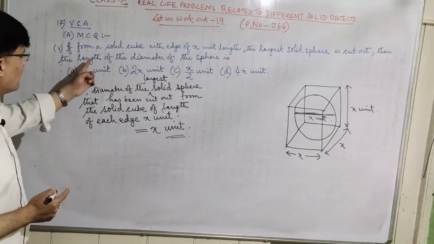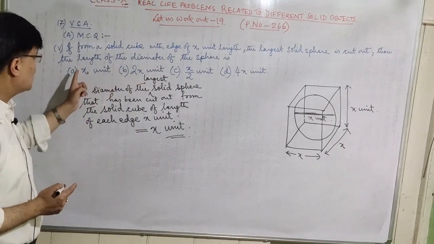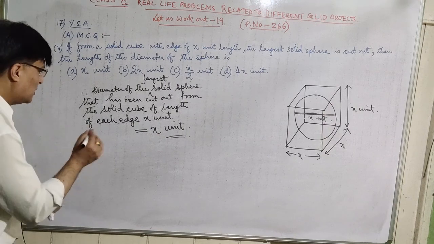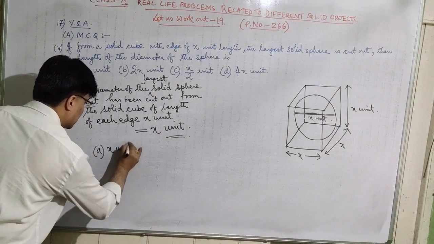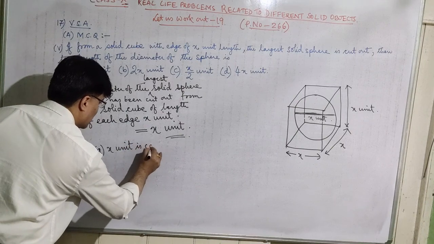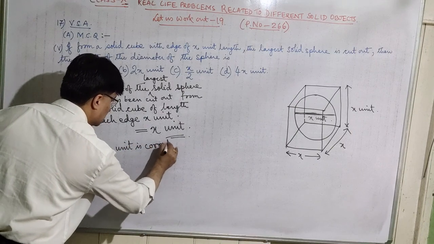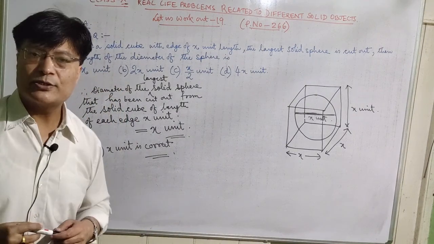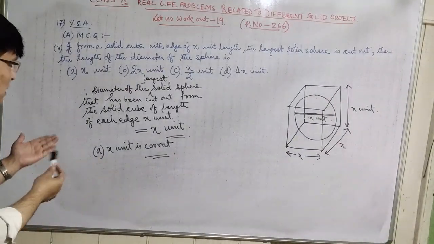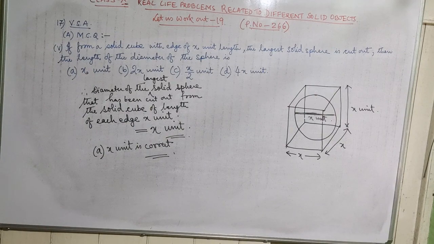In this case you have to find out the length of the diameter of the sphere, that is x unit. So which is the correct option? Number A, x unit is correct. So this is the answer. I think you have understood it, so you can copy it. Now we'll do the next question.